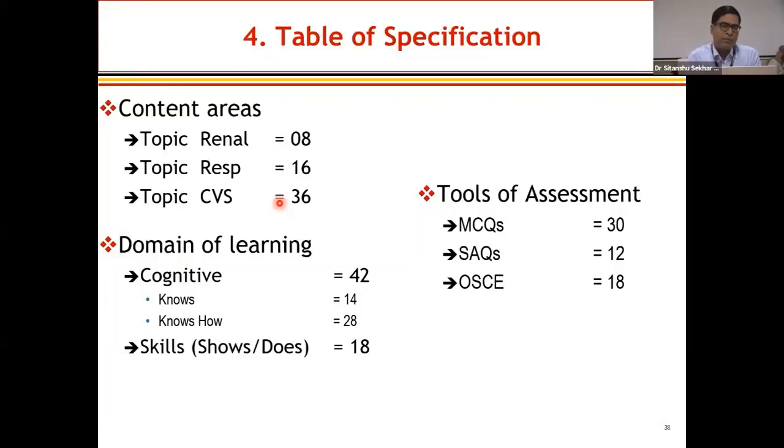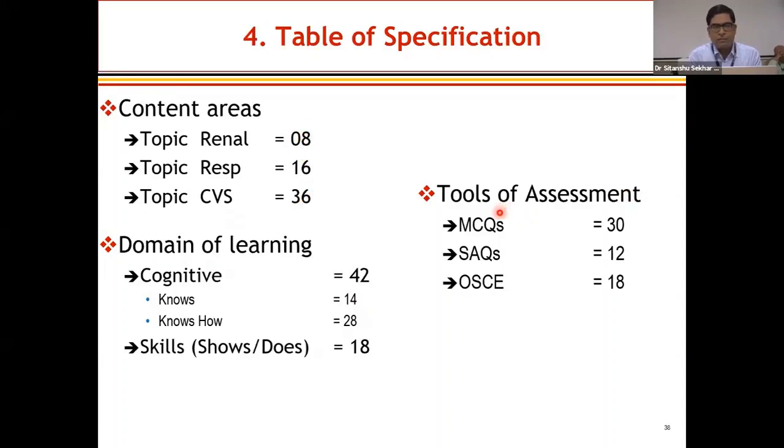Now let me put the numbers there. It's like a Sudoku game. How do you fit the numbers there? So content area, renal, respiratory, and cardiovascular system, we have got 8, 16, and 36 marks that we got from the weights. The domain of learning, theory, we thought we'll put 42 marks, and skills we'll look at 18 marks. So that is how it is distributed. It is adding up to 60. Here it is adding up to 60.